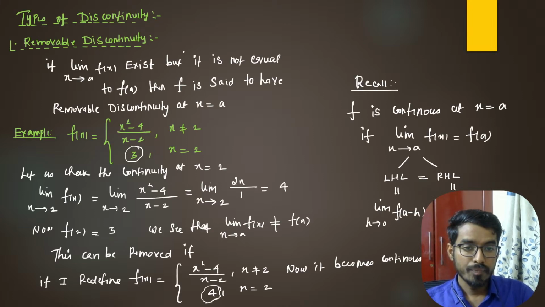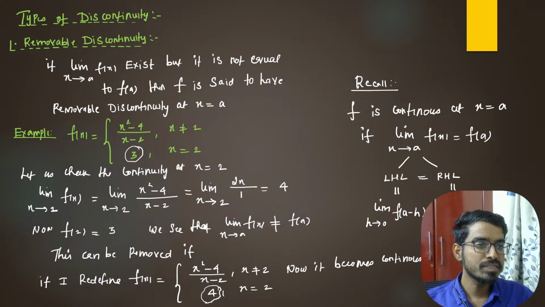The second one is called discontinuity of first kind. So when we say discontinuity of first kind, see, both the limits exist. They are finite only, but they are not equal. In removable discontinuity, the limit exists, that means both are finite and equal, but it is not equal to f of a.